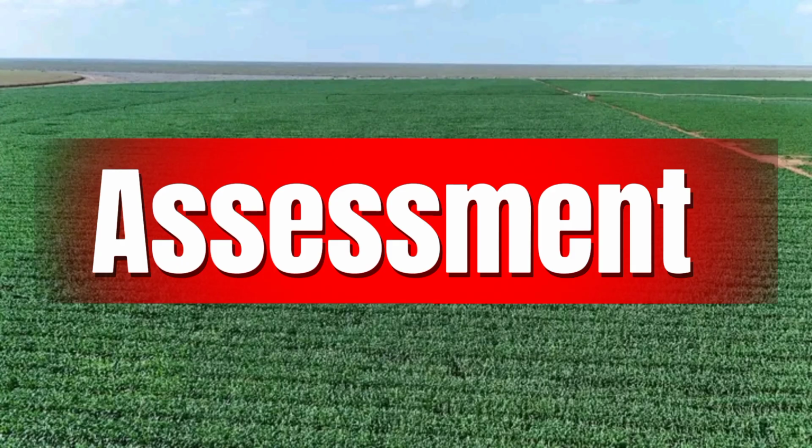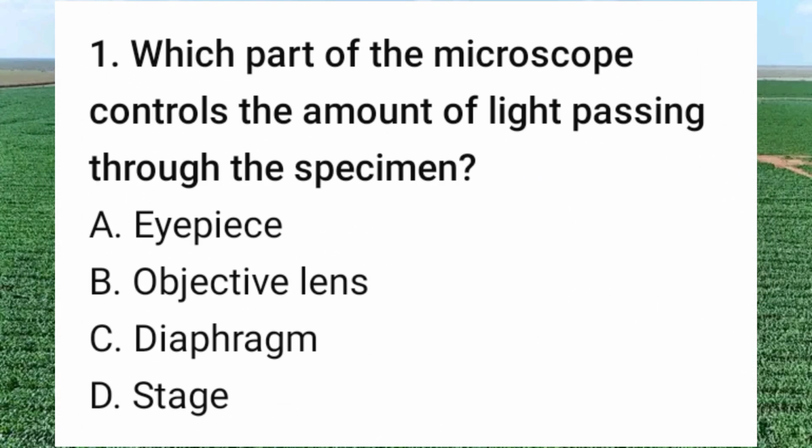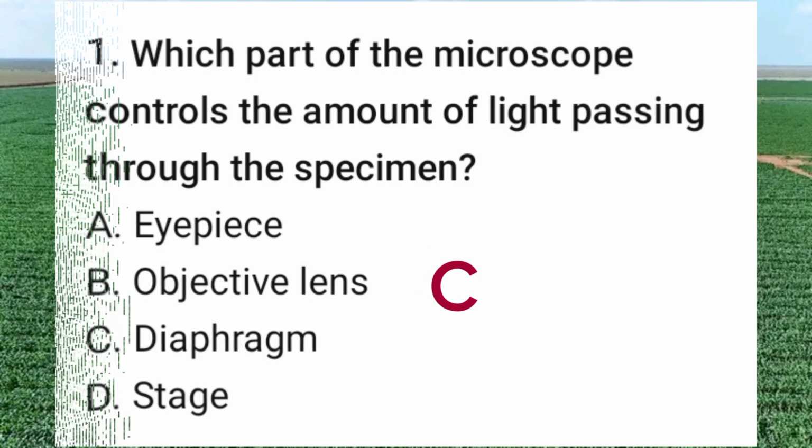Assessment questions and answers. Which part of the microscope controls the amount of light passing through the specimen? Eyepiece, objective lens, diaphragm, stage. The answer is C. Question 2.